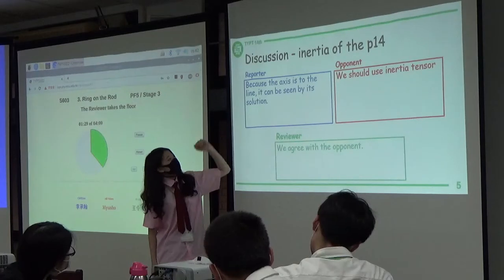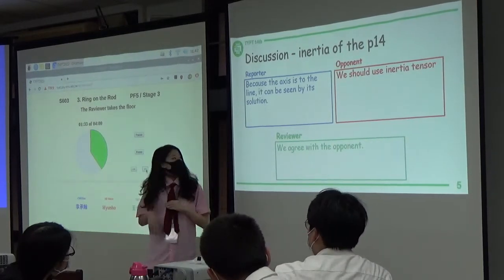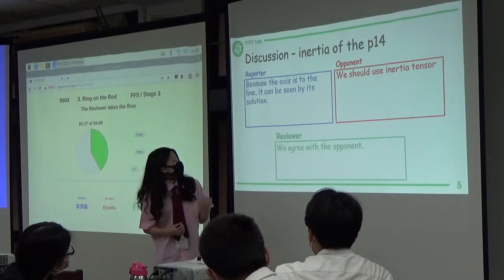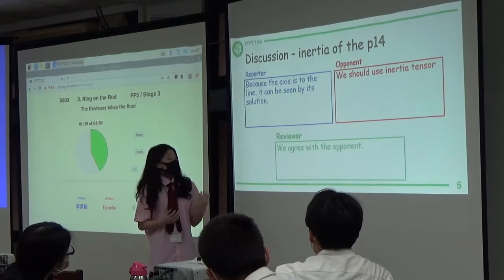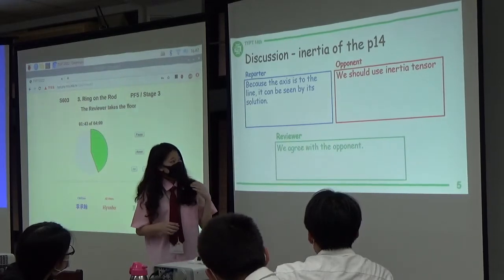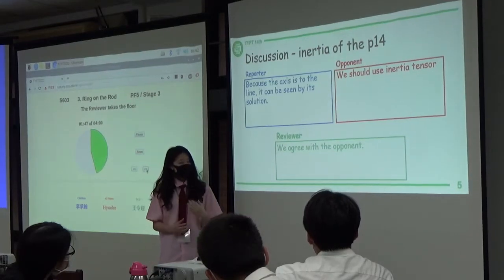Here is the initial part of the report on page 14. The report says that because the axis is to the line, it can be seen by its solution. The opponent says we should use the inertia tensor. So the reviewer just agreed with the opponent's idea.